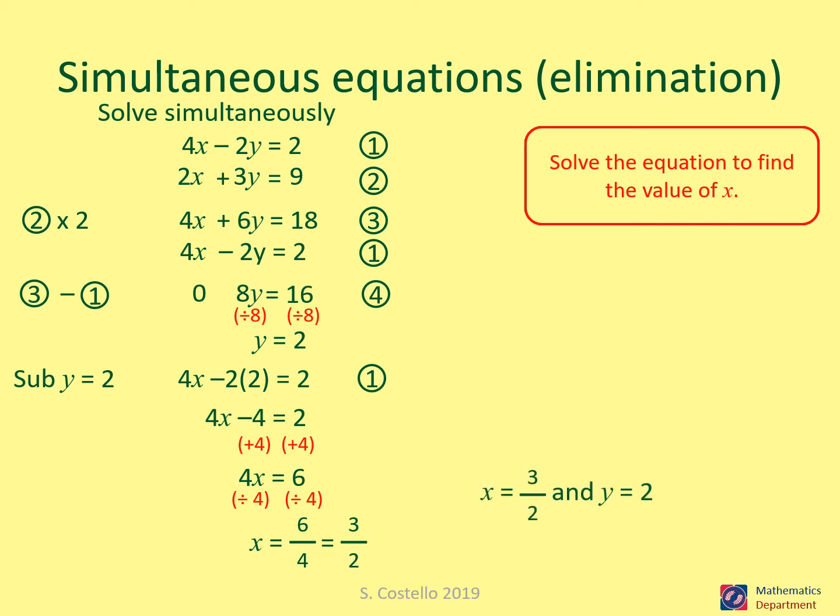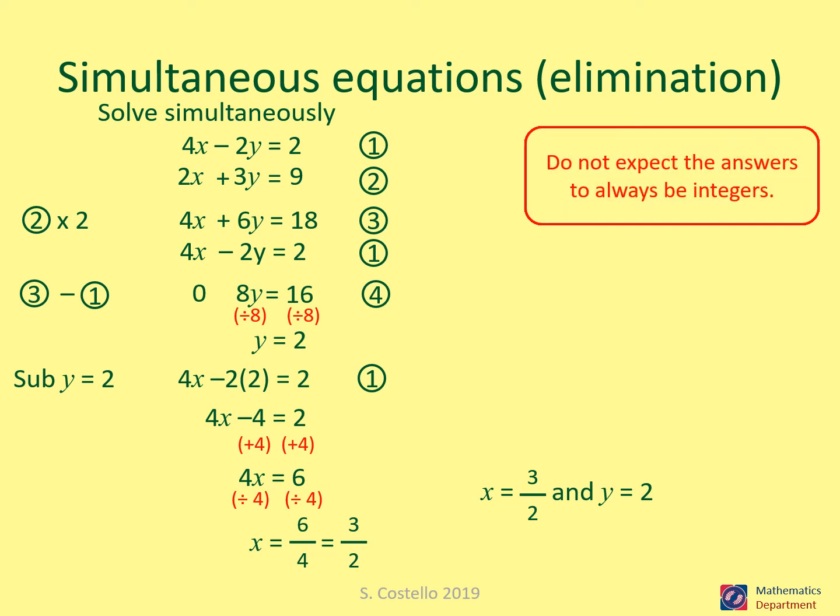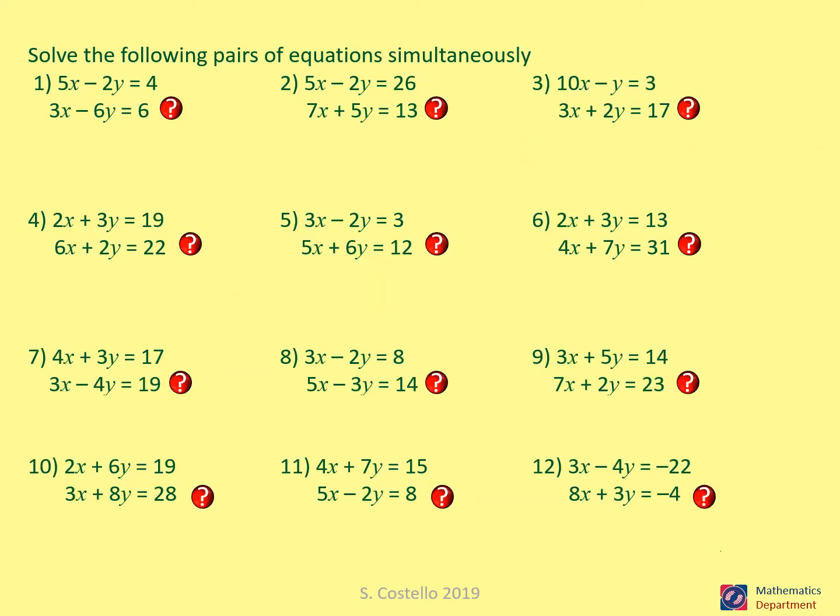So we have a final answer of x equals 3 over 2 and y equals 2. Again, as with any of the simultaneous equations, we could check if our answer is correct by substituting the values into the original equation to see if they work. And it says there, don't expect your answers to always be integers. They can be fractions, they can be negative, they can be anything.